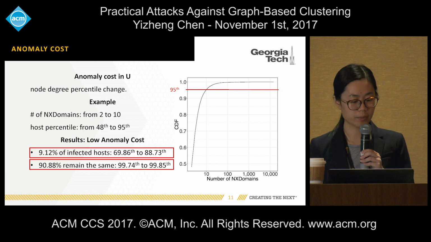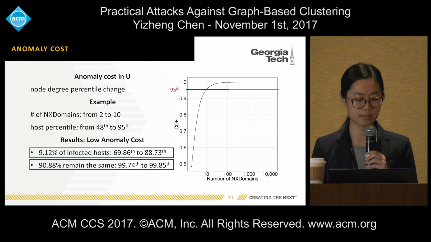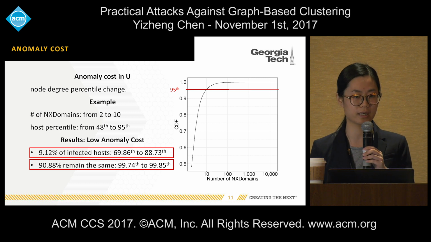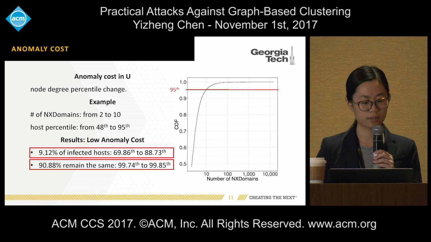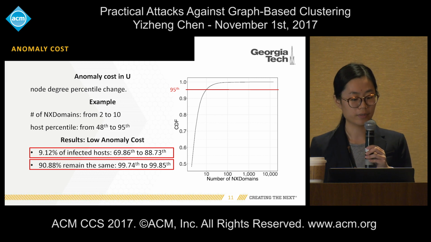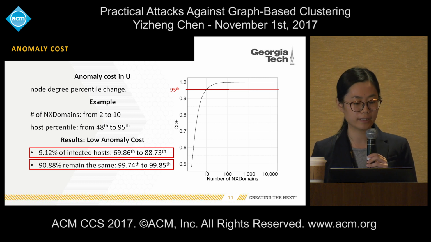However, our experiments show that injecting noise has surprisingly low anomaly cost. Only 9% of infected hosts increased their percentile substantially, and the remaining 90% almost didn't change. This is because even before the attack, infected hosts are querying more domains than usual. Therefore, they were already at the 99th percentile.